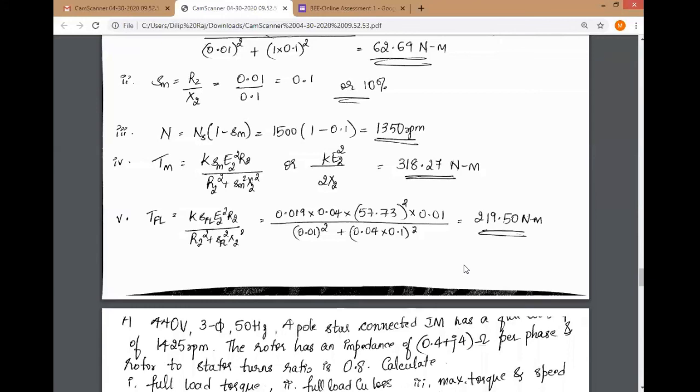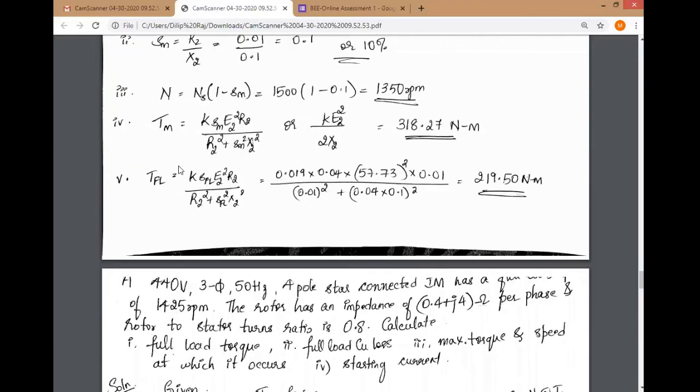So if we know what the general torque equation is, and if we are aware of how the value of slip changes with respect to the various other conditions, load conditions or maximum torque conditions, then we can obtain the torque value at any given condition.